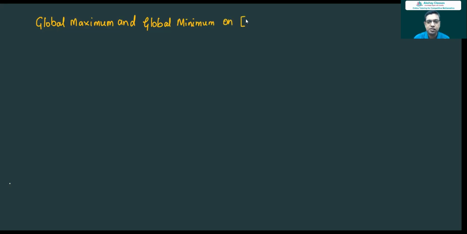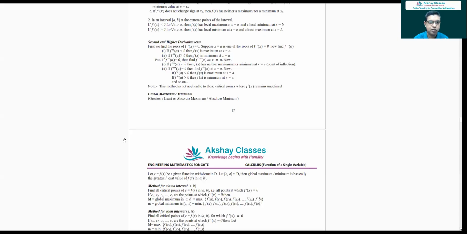Now, continuing further, we will discuss how to find the global maximum and global minimum on an interval, a closed interval. You can find it on an open interval AB also.